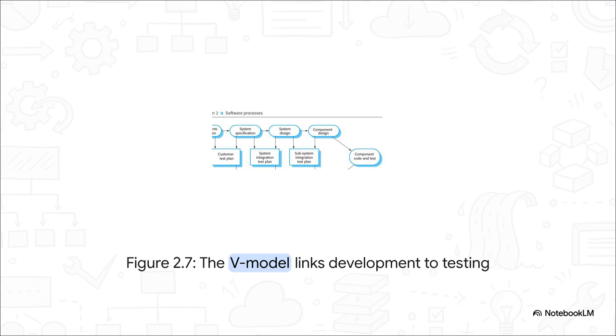Imagine a large V. As you move down the left side of that V, going from requirements specification all the way down to detailed component design, you aren't just designing the system. You are simultaneously dictating specific test plans that sit on the right side of the V. For example, your system specification directly informs your system integration test plan. When the component is finally coded down at the very bottom point of the V, you then move up the right side, executing those tests in order. It's a brilliant way to tightly link your development decisions directly to your testing strategies.